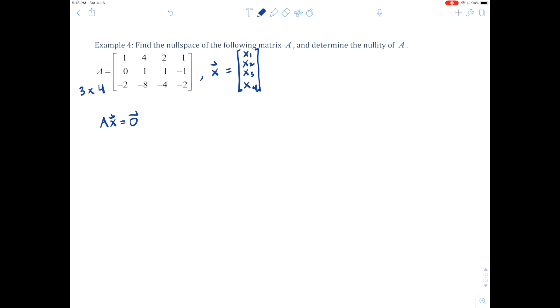Remember, there's a couple different ways. You could just find the RREF form of A and then just recognize that you have a column of zeros, right? Or you could, just to be on the safe side, so you don't lose any of your dimension stuff, you could have 1, 4, 2, 1, 0, 0, 1, 1, negative 1, 0, negative 2, negative 8, negative 4, negative 2, and 0. So then you could row reduce this guy.